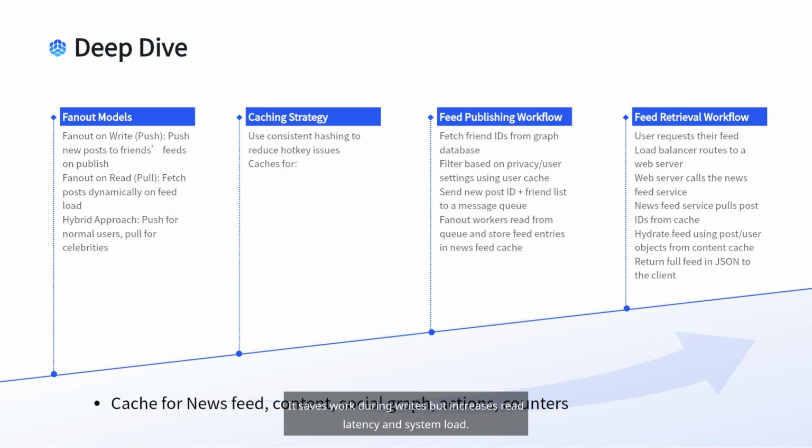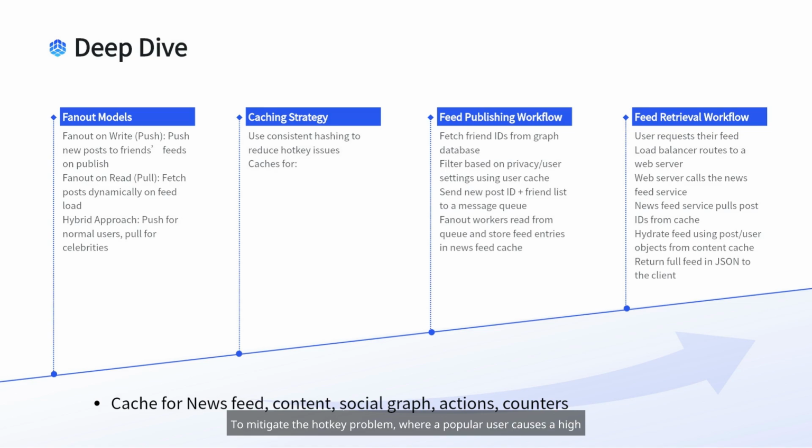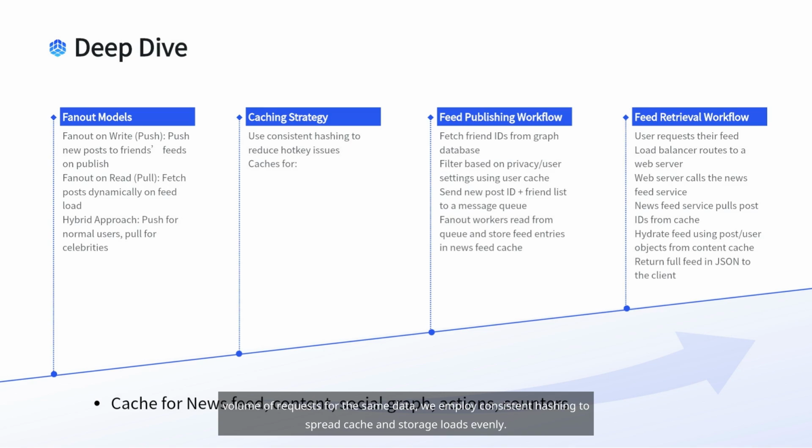We typically use a hybrid approach. Apply fan-out on write for most users to ensure low latency, but switch to fan-out on read for celebrities or users with massive followings to avoid scalability issues. To mitigate the hotkey problem, where a popular user causes a high volume of requests for the same data, we employ consistent hashing to spread cache and storage loads evenly.